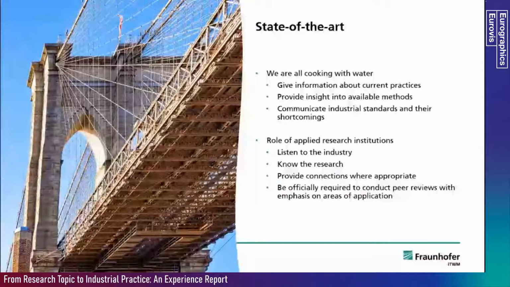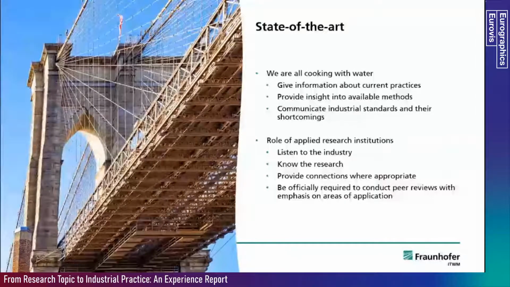The applied research institutions actually play a big role here. They should be listening to the industry and at the same time know the research, know what is possible. Then they should be the ones providing connections where it's appropriate. And one thing that really should be encouraged is that the researchers at those institutions are officially required to conduct peer reviews, especially with emphasis on the areas of application, because when we are providing a peer review, we should be thinking about, okay, this is where this paper is applied, but here is a list of suggestions where it also might be applicable.